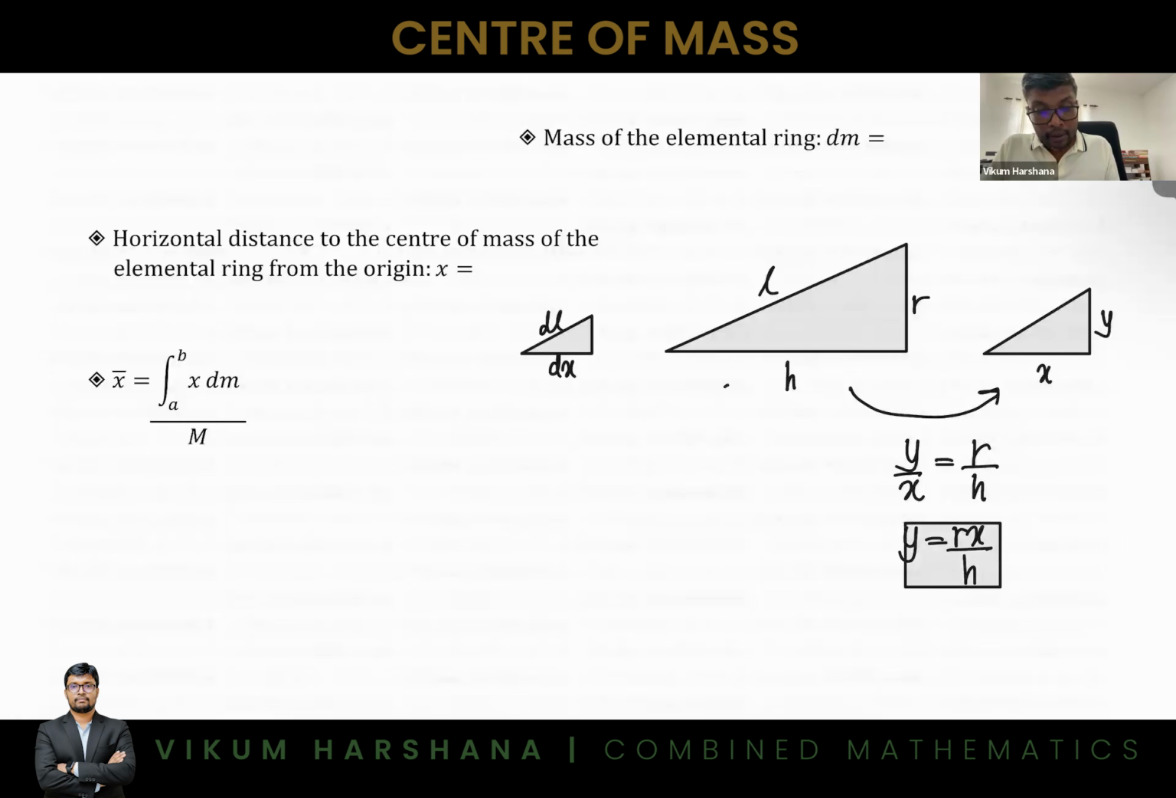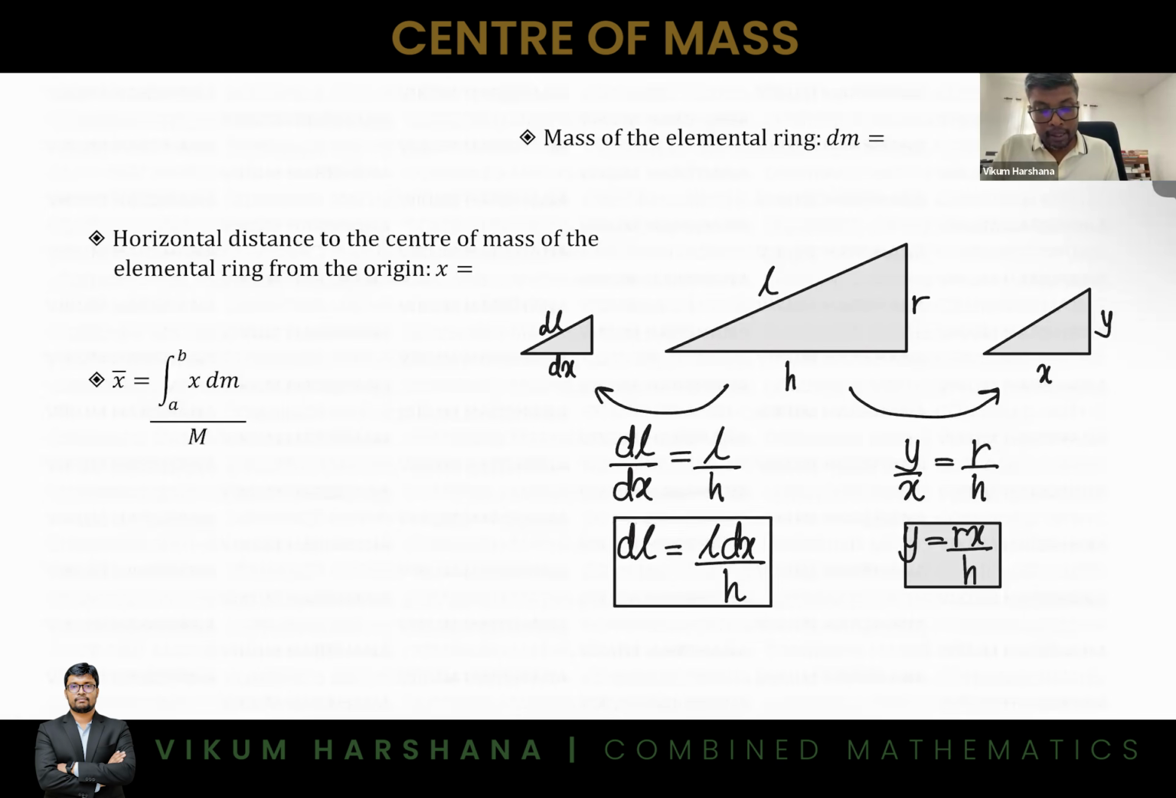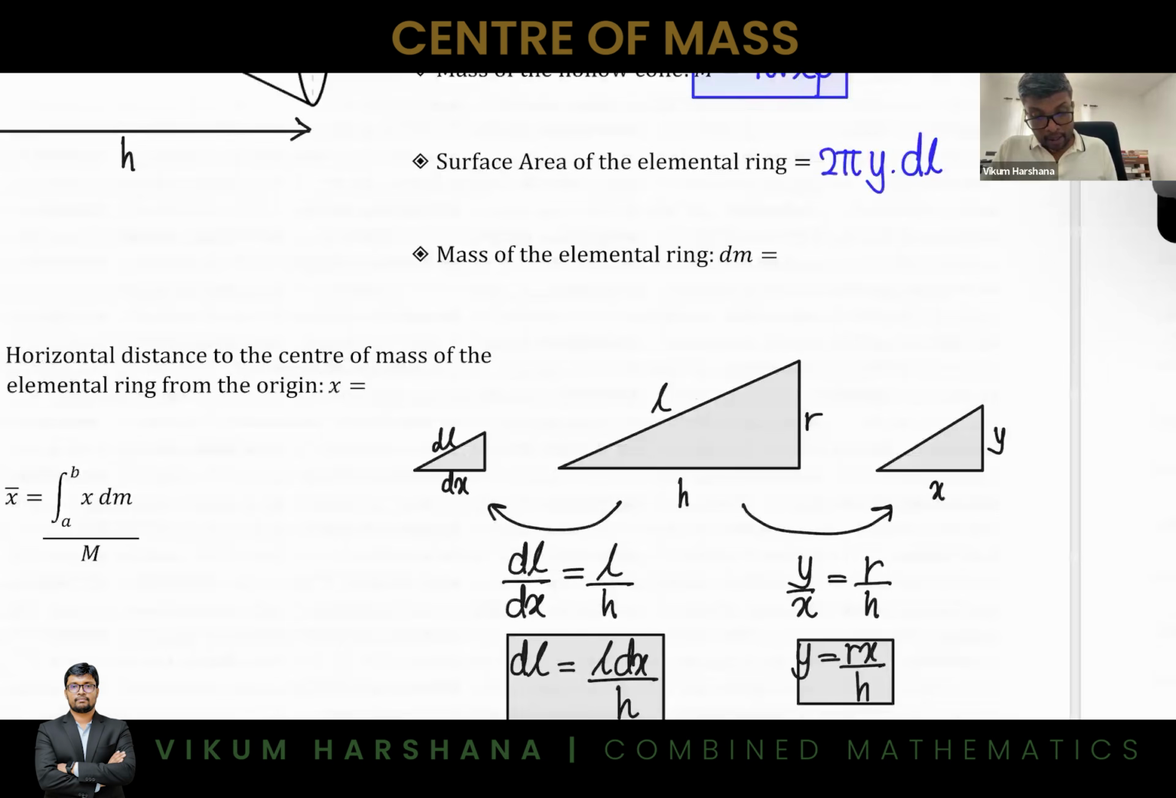Now let's go from here to here. You can clearly write dl over dx as L over h, right? So yes, dl can be written as L dx over h. Fine, right? So now we wrote y and dl both in terms of x. Now let's substitute that here.